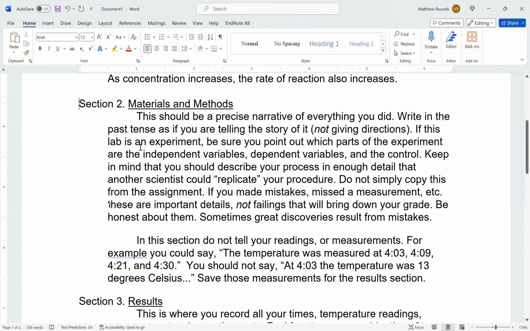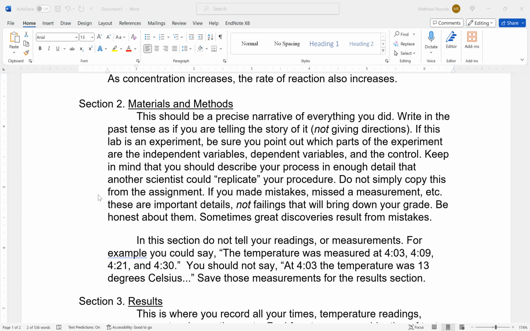This should be a precise narrative of everything you did, right? In past tense, as if you were telling the story, not giving directions. So the past tense is key. You have to make sure you're talking about what you did. There are four procedures. Ooh, okay. They're very, very similar. So let's talk about procedure one.